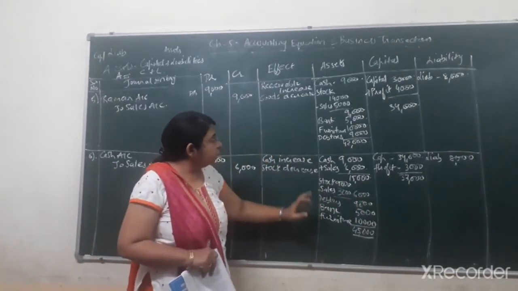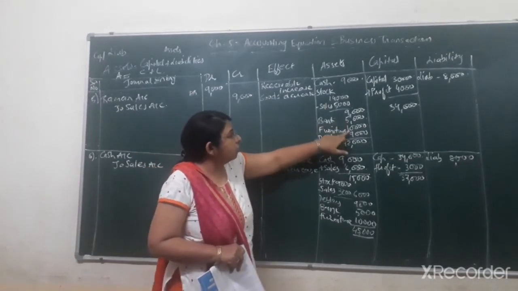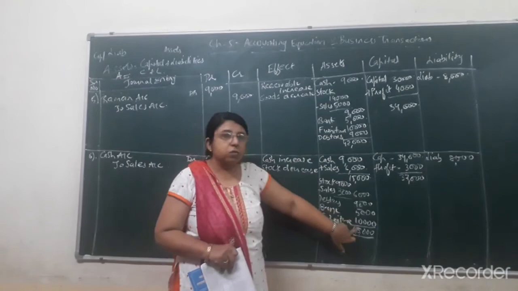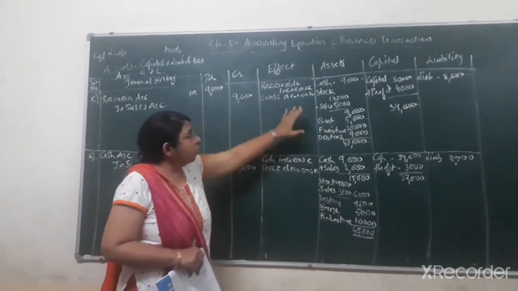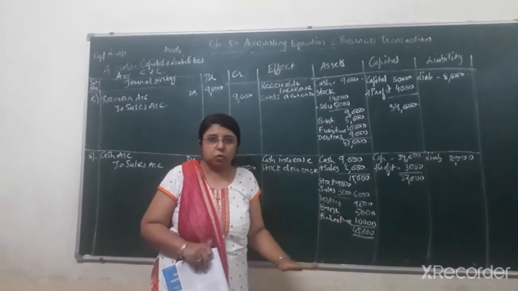Debtors, bank and furniture as it is. You can see debtors, bank and furniture as it is, 9,000, 5,000 and 10,000. So don't forget to carry forward all the assets from the previous transactions in the consecutive transaction.